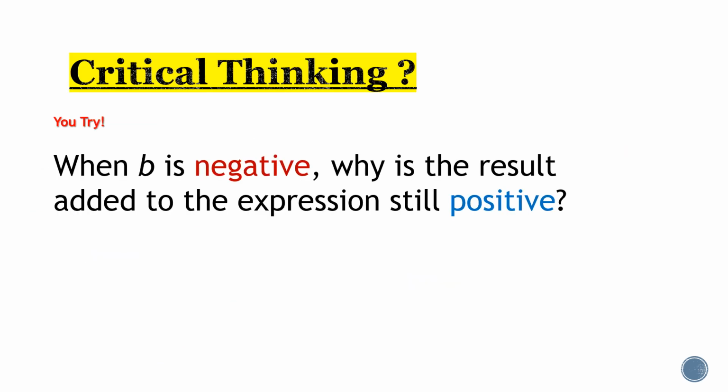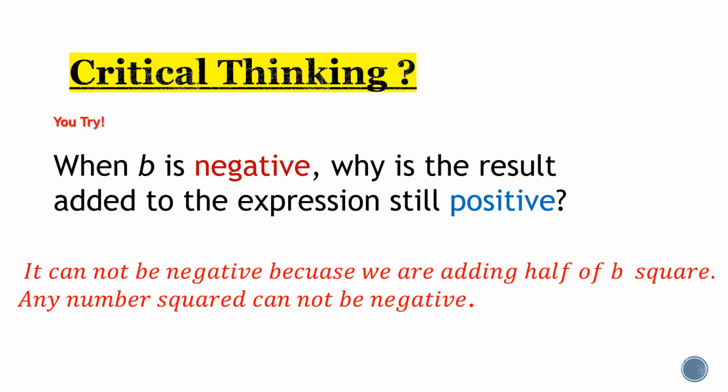I have a critical thinking question for you. When b is negative, why is the result added to the expression still positive? Why would that be? Again, our equation is b divided by 2 squared. Well, if I had to think about it, it cannot be negative because we are adding half of b and squaring it. Any number squared cannot be negative because a positive times a positive would give us a positive, and a negative times a negative would give us a positive as well. So we would be adding a positive number for c every time.